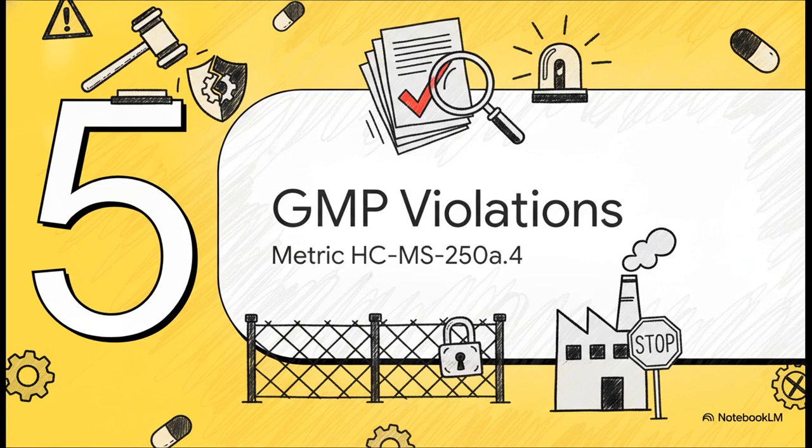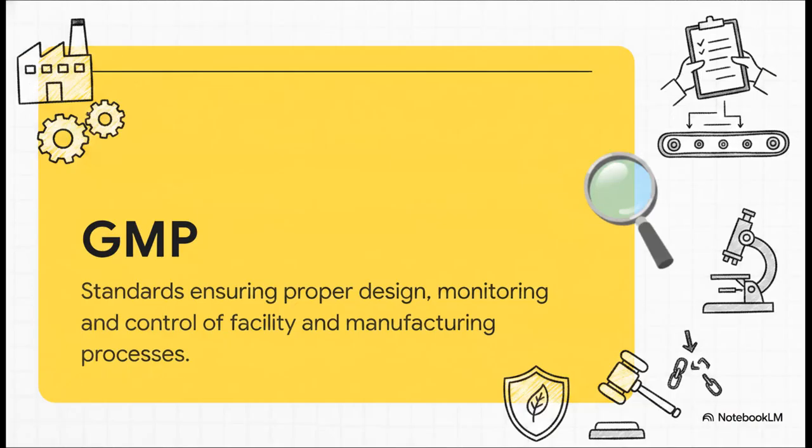Section 5, GMP violations and enforcement. First off, let's ground ourselves on what we're measuring against. GMP stands for Good Manufacturing Practices. These are the strict safety standards governing the design, monitoring, and control of your facilities and manufacturing processes under applicable laws. Naturally, if these standards start slipping, enforcement actions are going to follow.